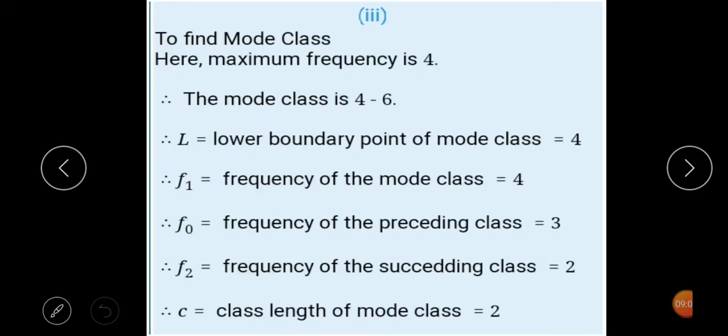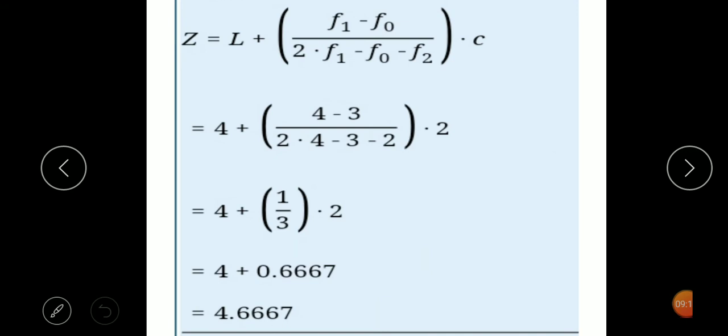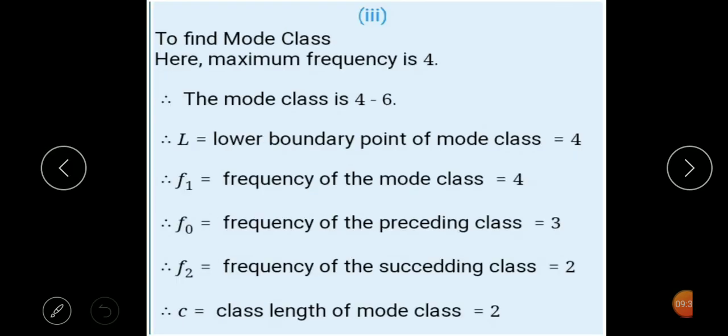Now how to find the mode of the same frequency distribution table? Dear students, in order to find the mode, again what was the formula that we have to remind? That was mode is equal to L plus (f1 minus f0) upon (2f1 minus f0 minus f2) and multiplied by the class size. So all these symbols we will need to find out from the table.